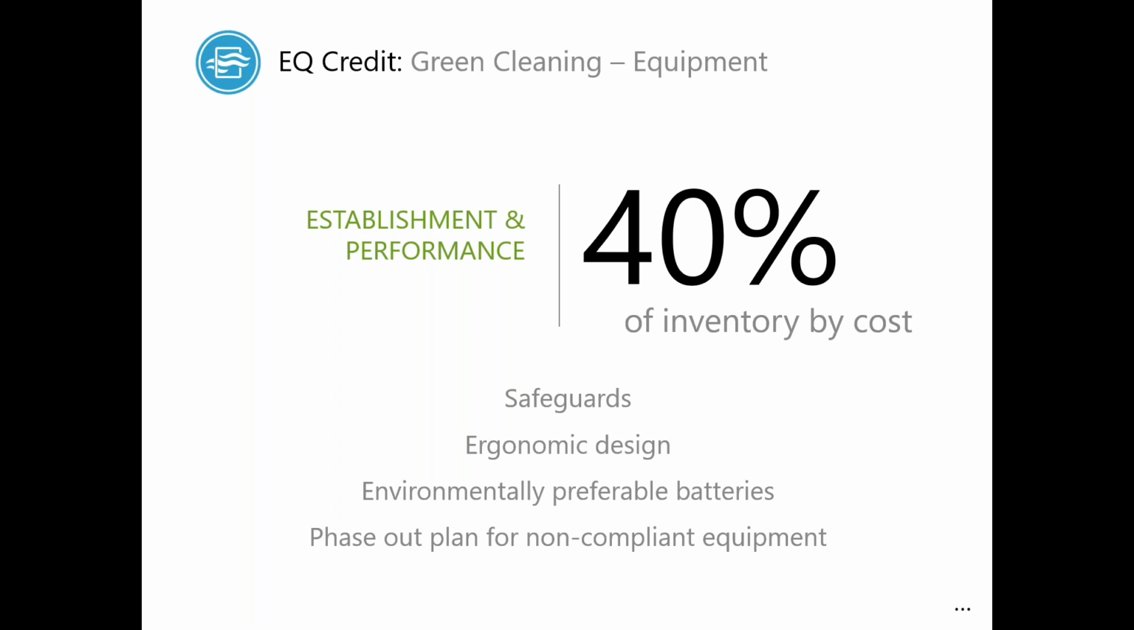And also, we have to write a phase-out plan for equipment that is non-compliant. It doesn't mean that we have to get rid of all the non-compliant equipment right away. We just have to have a plan so that when those pieces of equipment reach the end of their useful life, we have a new sustainable option that can replace that piece of equipment.